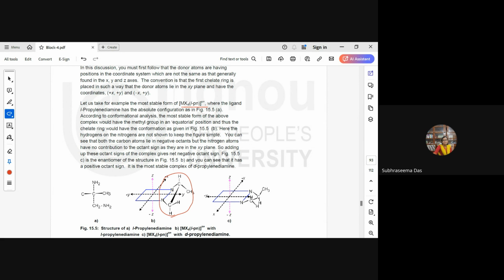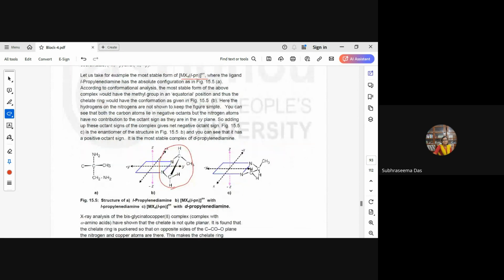Here the halogens on the nitrogens are not shown, although there are other atoms on nitrogen. Using the octant sign of the complex, we can assign the actual configuration. Figure.